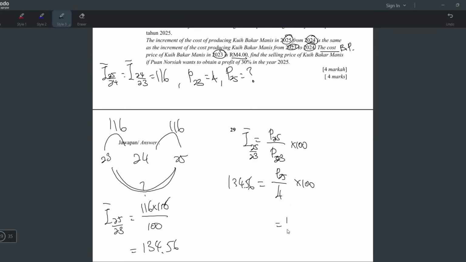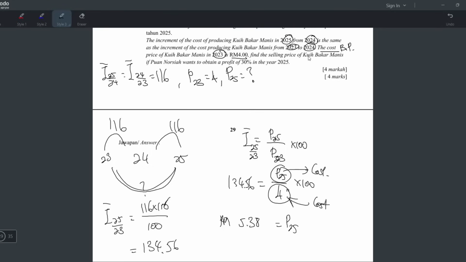And then now you can find the price for 25. So you just press this one, divide 100 times 4. So you get 5.38. But this is not the answer. Why is this not the answer? Because just now the 4 ringgit is the cost price. So it means at the bottom you put the cost price or the buying price. It means the top one that comes out automatically will also be the cost price in 2025.